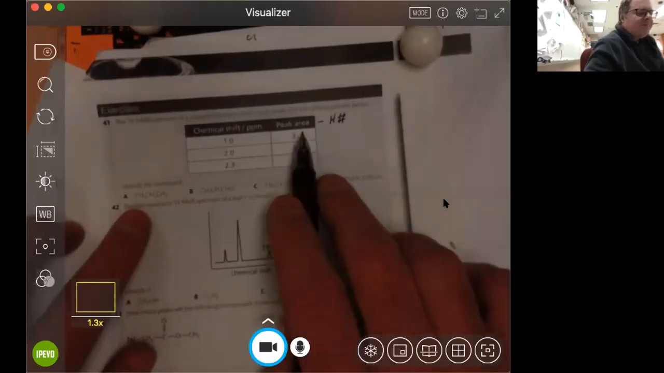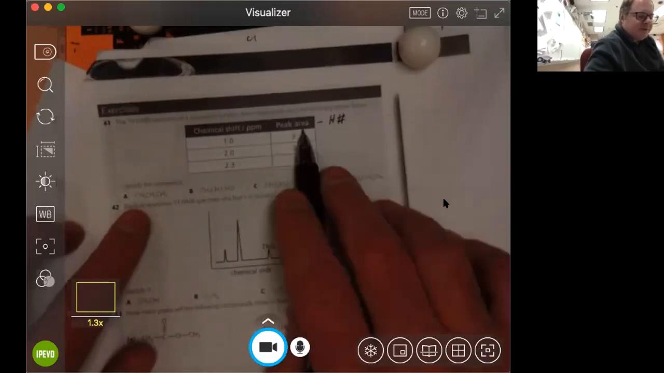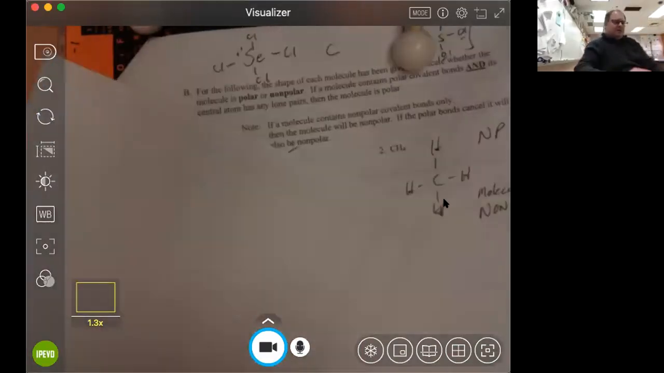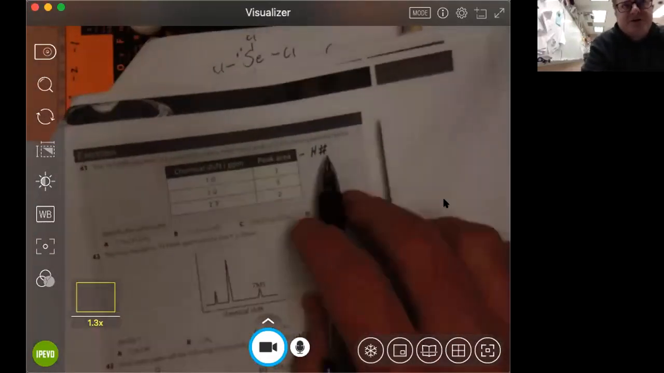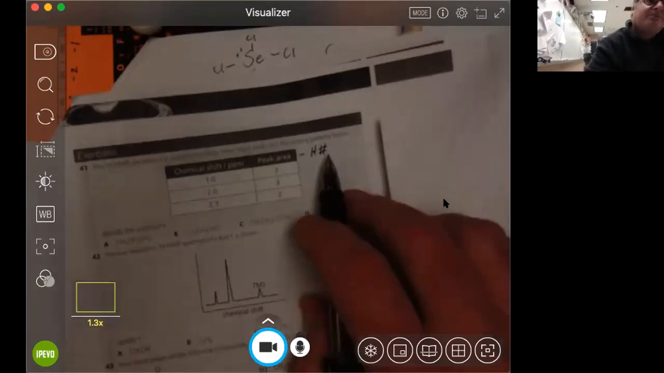I'm just trying to think, and they say peak area. So that actually may be the splitting patterns. We'll see in a second. Don't worry about it. It may not be the hydrogen number, in other words. It may be the splitting patterns. We'll figure that out in a second.